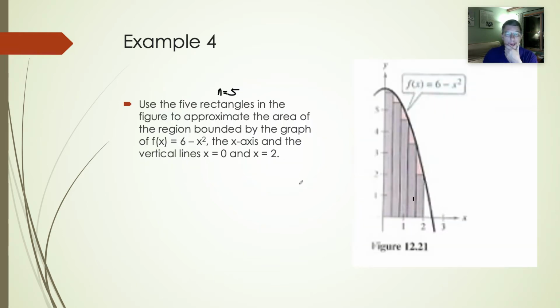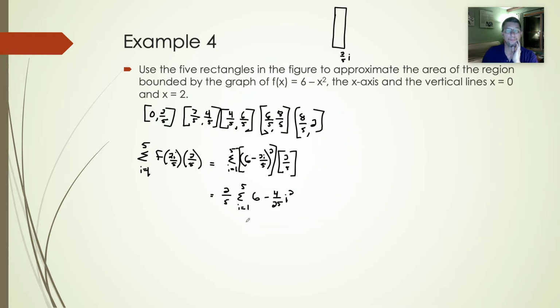Then this is going to become 2/5, and we're multiplying the 2/5 by the whole kit and caboodle. So it's going to be 2/5 times the sum, and I'm not going to write the i equals 1 to 5 anymore. It's going to be the sum of 6 minus, and this should be in parentheses. So 6 minus 4/25 times the summation of i squared.